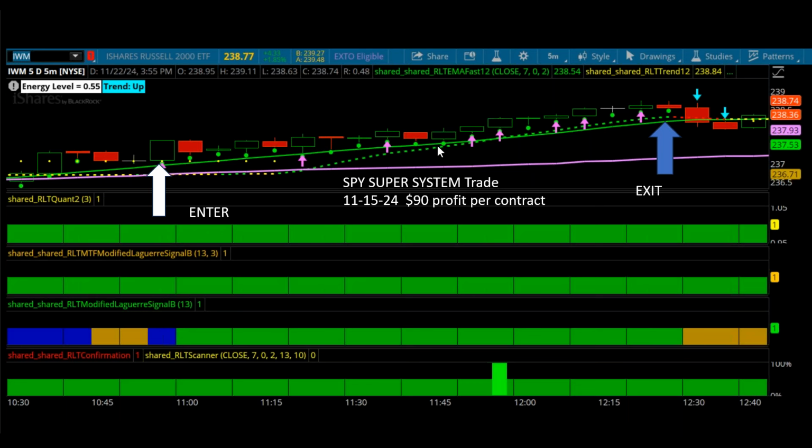All right, so we stayed in here. It just moved up, but not very much. IWM can be fairly docile, but we took it off right here. And you notice it went to yellow on the next candle. It was still green the whole way across, but this is where we took it off. $90 a contract, not bad.